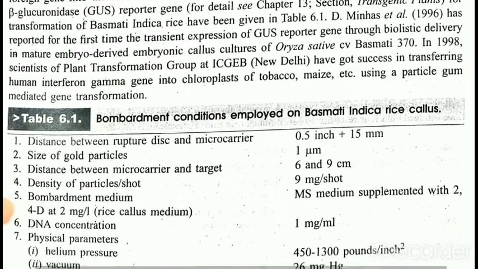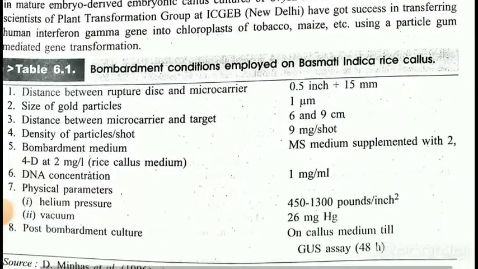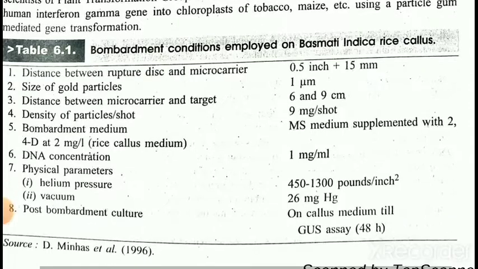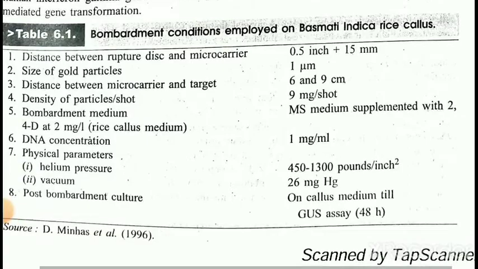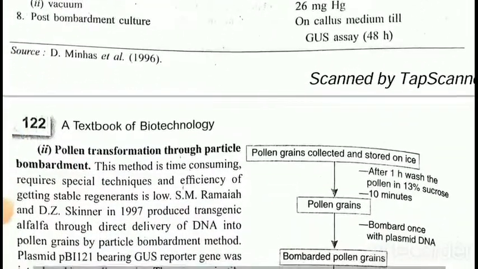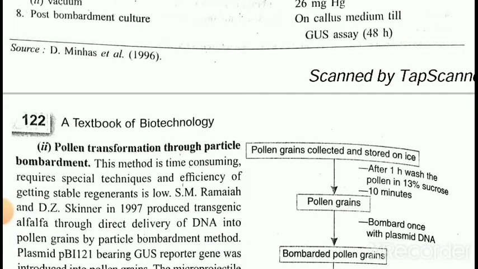In 1998, scientists of the Plant Transformation Group at ICGEB, New Delhi, have got success in transferring the human interferon gamma gene into chloroplasts of tobacco, maize, etc. using a particle gun-mediated gene transformation. See Table 6.1. Bombardment conditions employed on basmati indica rice callus.